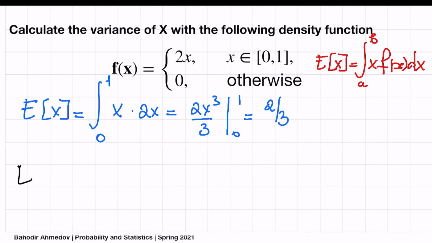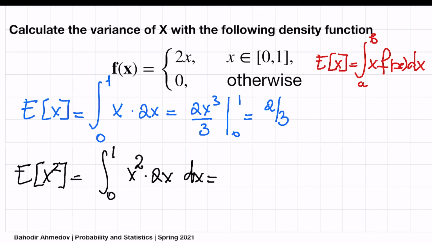So the expected value of X squared is going to be the integral between 0 and 1 of x squared times 2x dx. If you multiply, it's going to be 2x to the power of 3. What is the antiderivative of this? 2x to the power of 4 divided by 4. Again, we have to substitute 0 and 1. It's going to be 2 over 4, or 1 over 2.